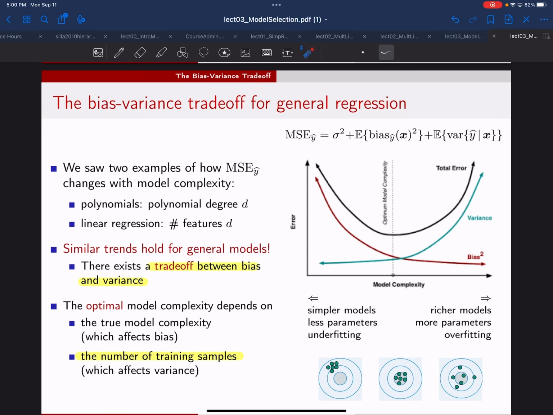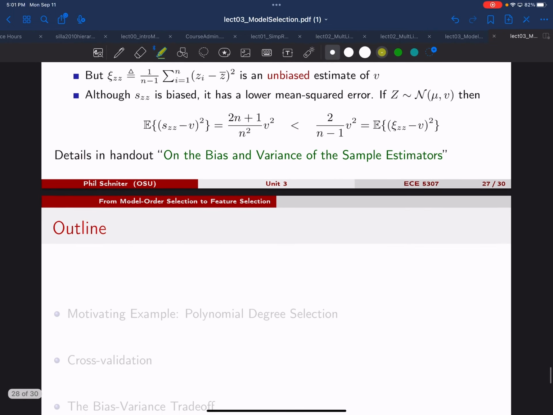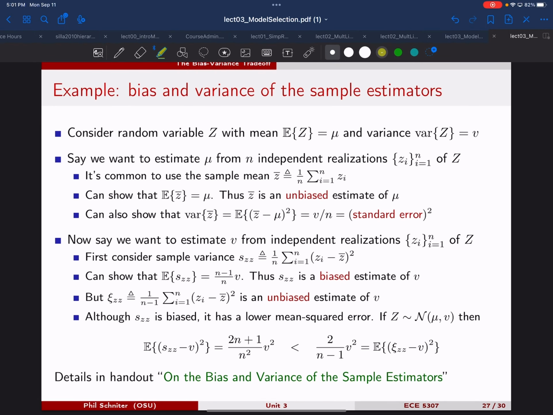Okay, great. Any questions on this? Okay, so we'll keep coming back to this bias variance trade-off throughout the semester. And let me just get into it, only a couple slides left. One thing that I've talked about a few times anecdotally was biased versus unbiased sample estimators. So let's tackle this now that we have all the tools.